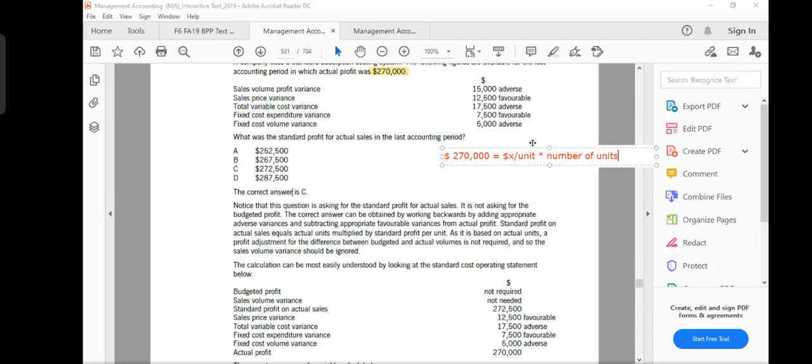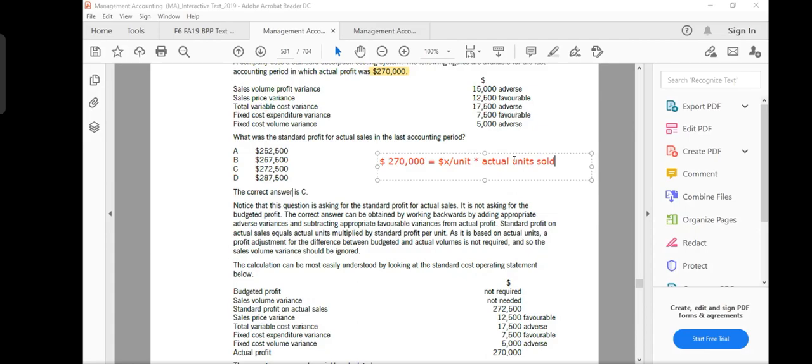Just go back and think logically. Forget about formulas or anything. Think about the logic. This 270,000 profit, it was based on the actual units sold. Budgeted would be different, I don't know, whatever it would be.